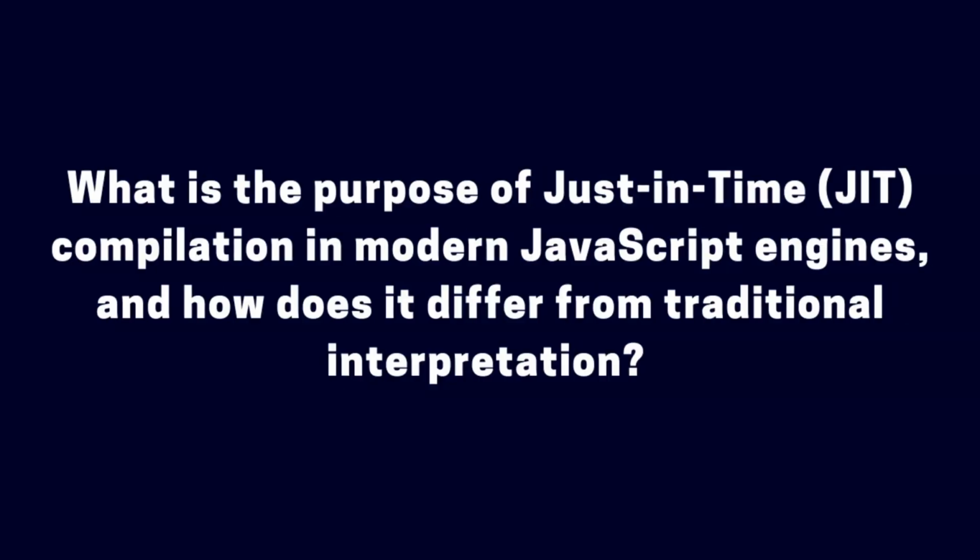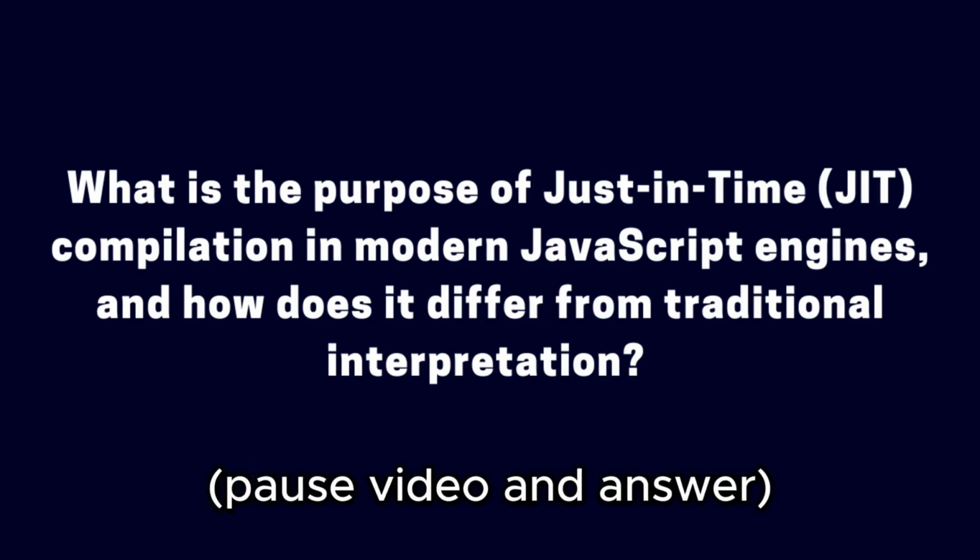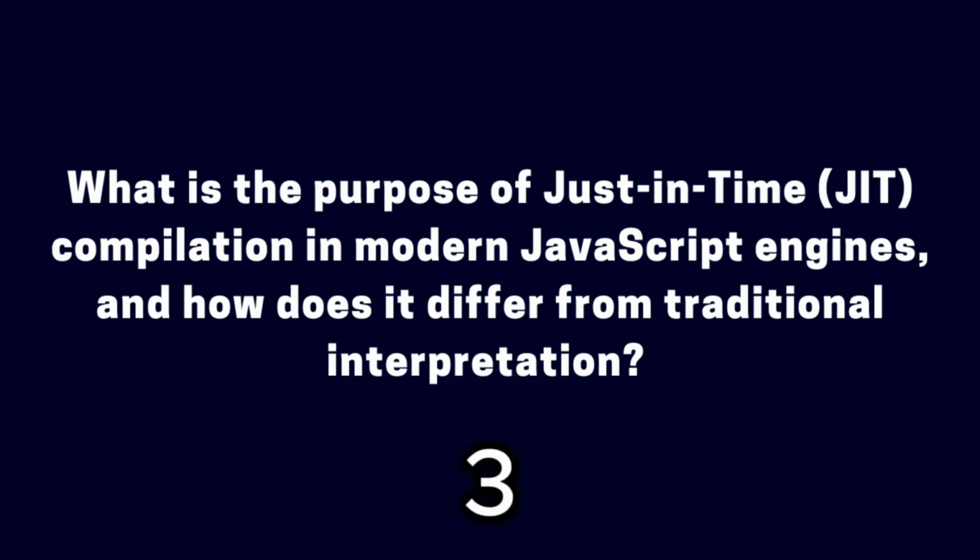What is the purpose of just-in-time compilation in modern JavaScript engines, and how does it differ from traditional interpretation? Just-in-time compilation improves performance by converting JavaScript code into machine code while the program is running. Unlike traditional interpretation, which reads and executes code line by line, just-in-time compilation optimizes and compiles the code on the fly. This results in faster execution and better performance, as the browser applies optimizations during runtime.